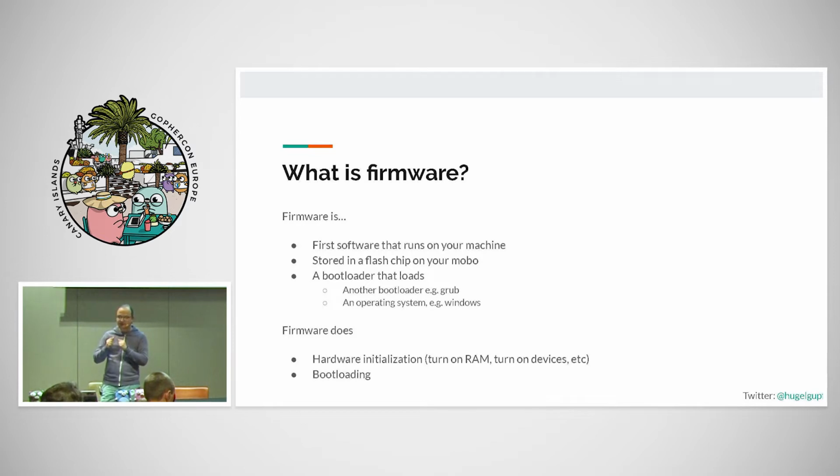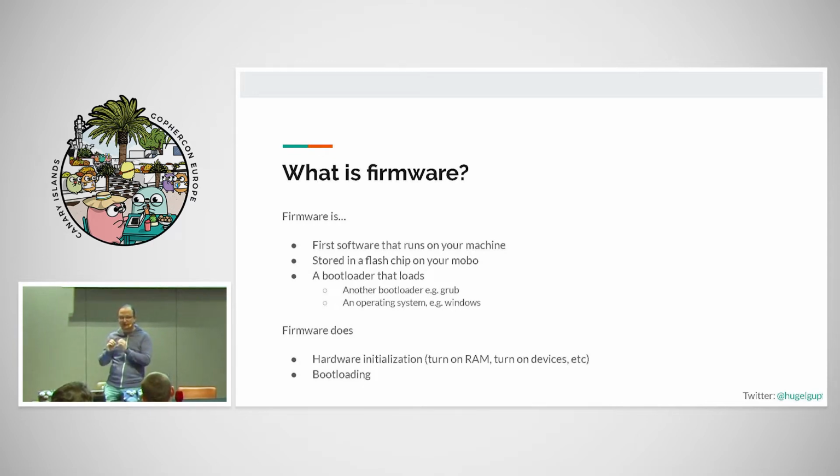Firmware is essentially two things. It's the first software that actually runs on your machine when you turn it on. First, in air quotes, but the first actually programmable software. It is usually stored in a flash chip somewhere on your motherboard, something with a size of maybe 16 to 32 megabytes at most. And firmware is also a bootloader that loads other stuff like Grub or Windows on your machine.